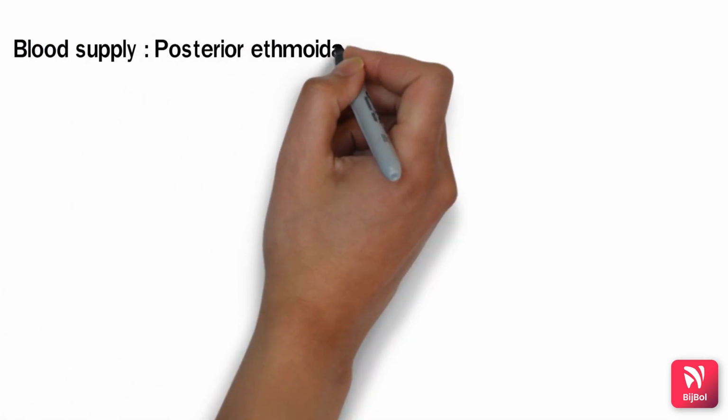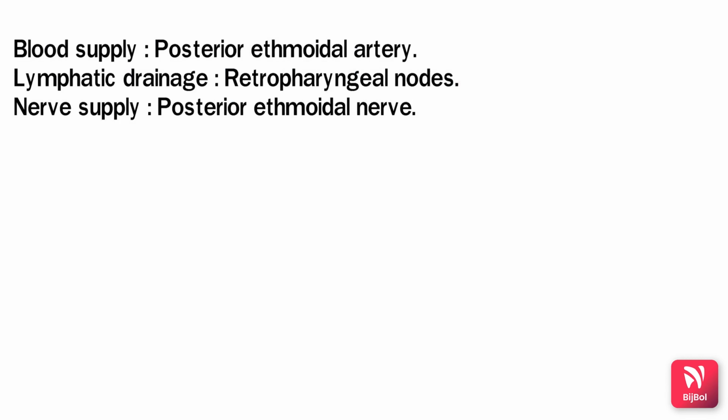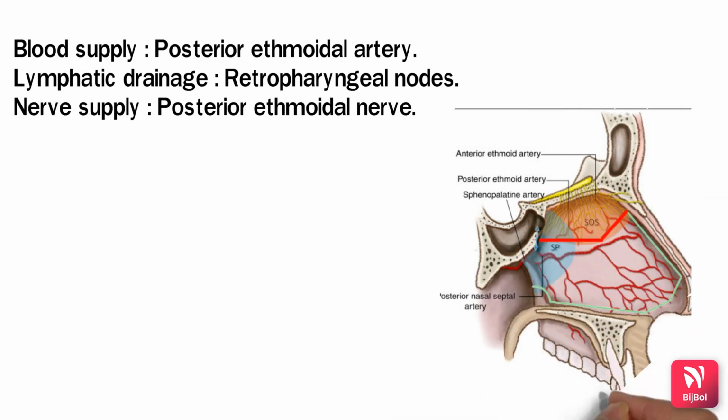Now let's see the blood supply. The blood supply is to the posterior ethmoidal artery. The lymphatic drainage is going to the retropharyngeal lymph nodes, and the nerve supply is to the posterior ethmoidal nerve. What is the nerve supply? The nerve supply is to the posterior ethmoidal nerve. So this was about the blood supply, lymphatic drainage and nerve supply of the sphenoid sinus, right? And previously we have seen about each sinus. In this diagram you can see the blood supply. Blood supply is to the posterior ethmoidal artery, which is clearly seen in this diagram.